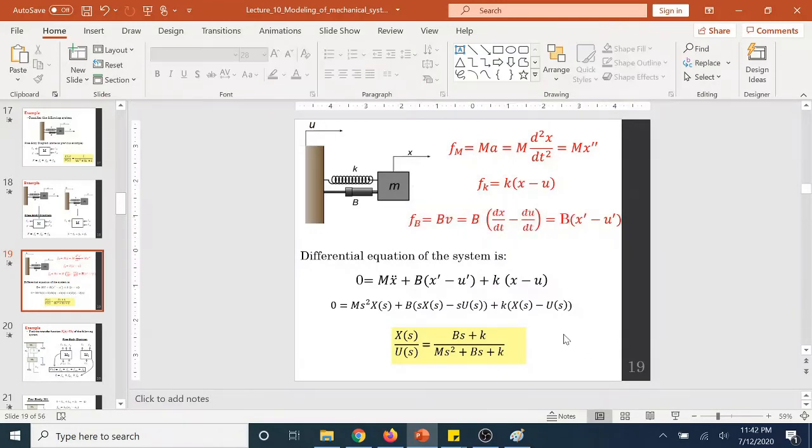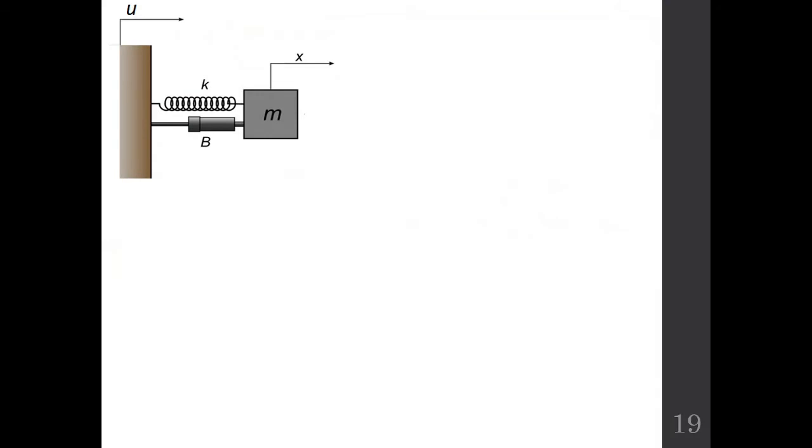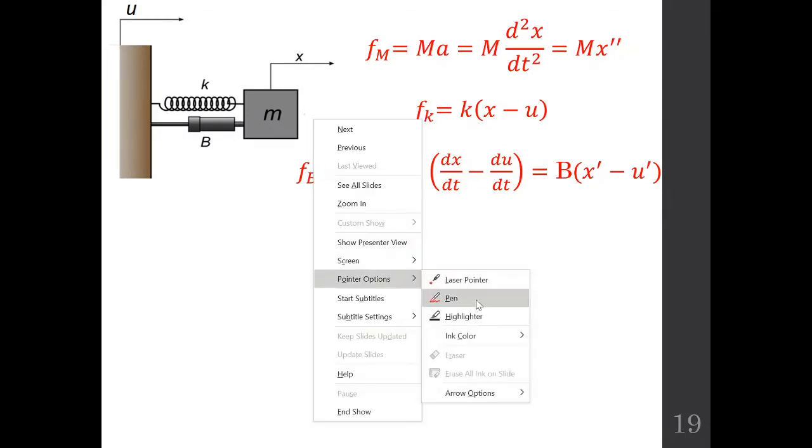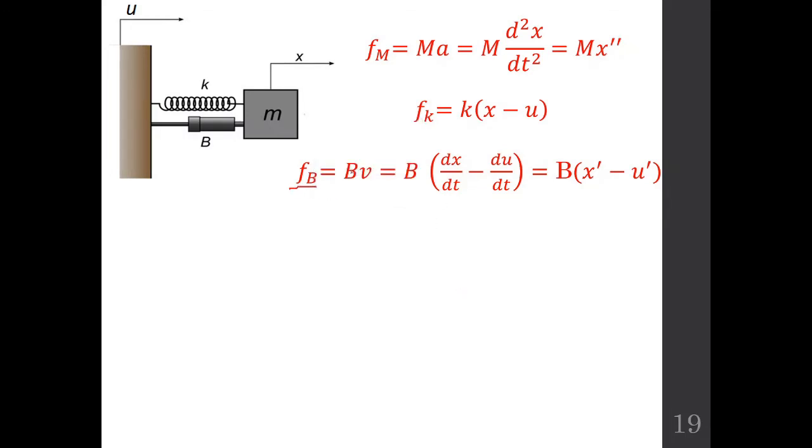So this is B. Okay, so this is the opposing force applied by the dashpot, which we are representing by F of B, and it is equal to the frictional coefficient B and the velocity. We can also rewrite it as the derivative of the displacement x minus the derivative of the displacement u, or B into x dash minus u dash.